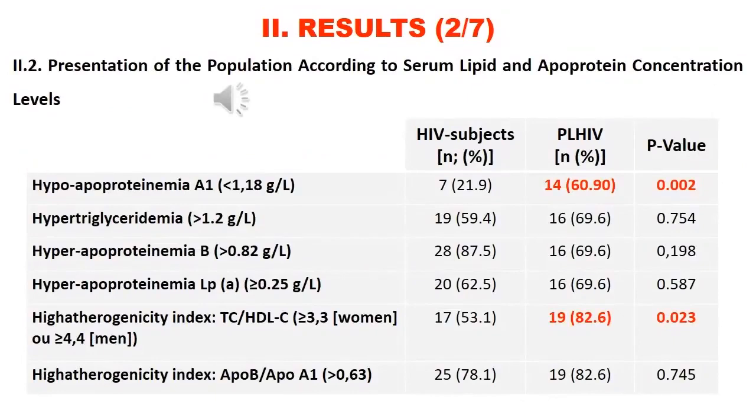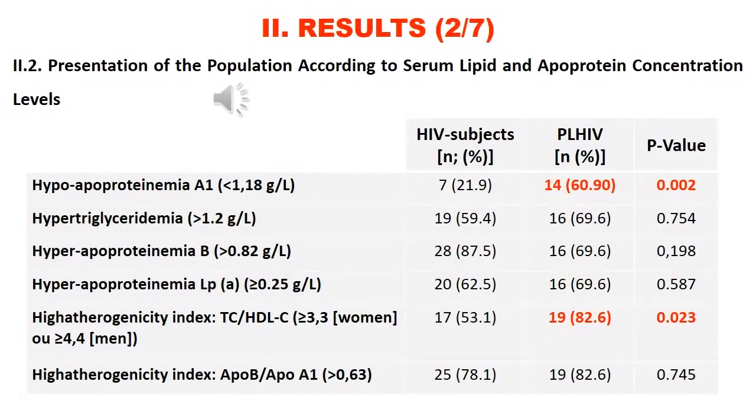0.043. According to serum lipid and apoprotein concentration levels, hypoapoproteinemia A1 was more frequent in persons living with HIV, and the p-value was 0.002. There was, in both groups, the predominance of hypertriglyceridemia, hyperapoproteinemia B, hyperapoproteinemia Lp(a), as well as high atherogenicity indexes for both ratios. But the difference was significant only for the atherogenicity index defined by the ratio total cholesterol divided by HDL cholesterol.